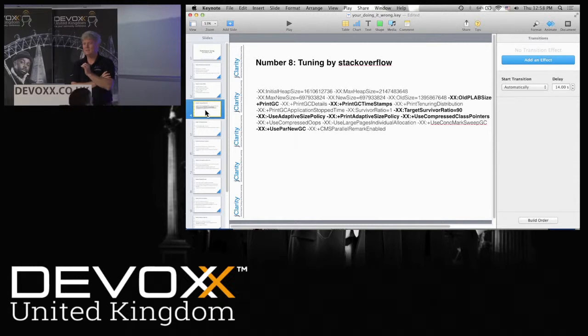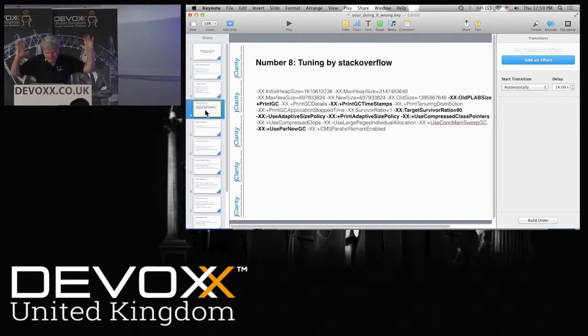Because I don't. I was looking at it going, okay, I sort of know what large pages are. What's this individual allocation thing do, right? And there's all kinds of other things like old PLAB size. Does anyone know what that is? Okay, so I happen to know what that is. That's your promotion local allocation blocks. If you don't know what that is, don't worry about it, right? But I have no idea why anyone would decide to set that flag to go and set the size of that particular parameter.